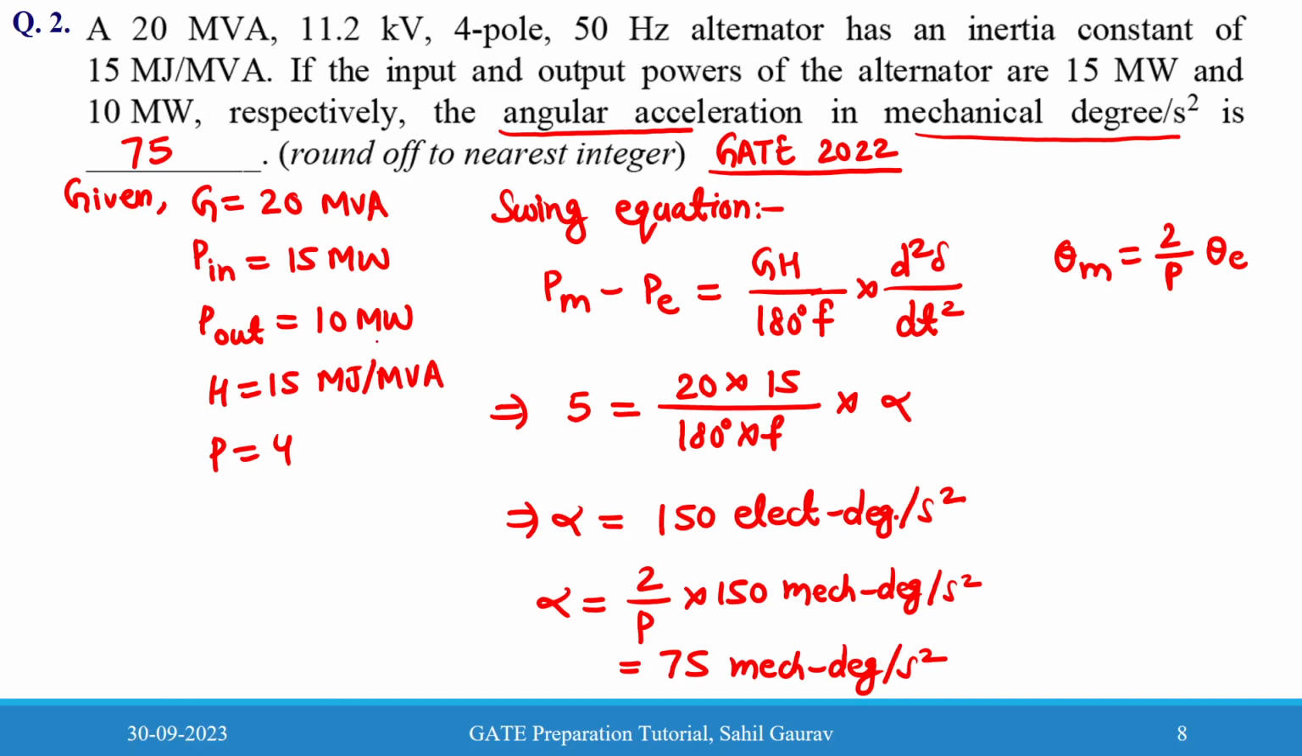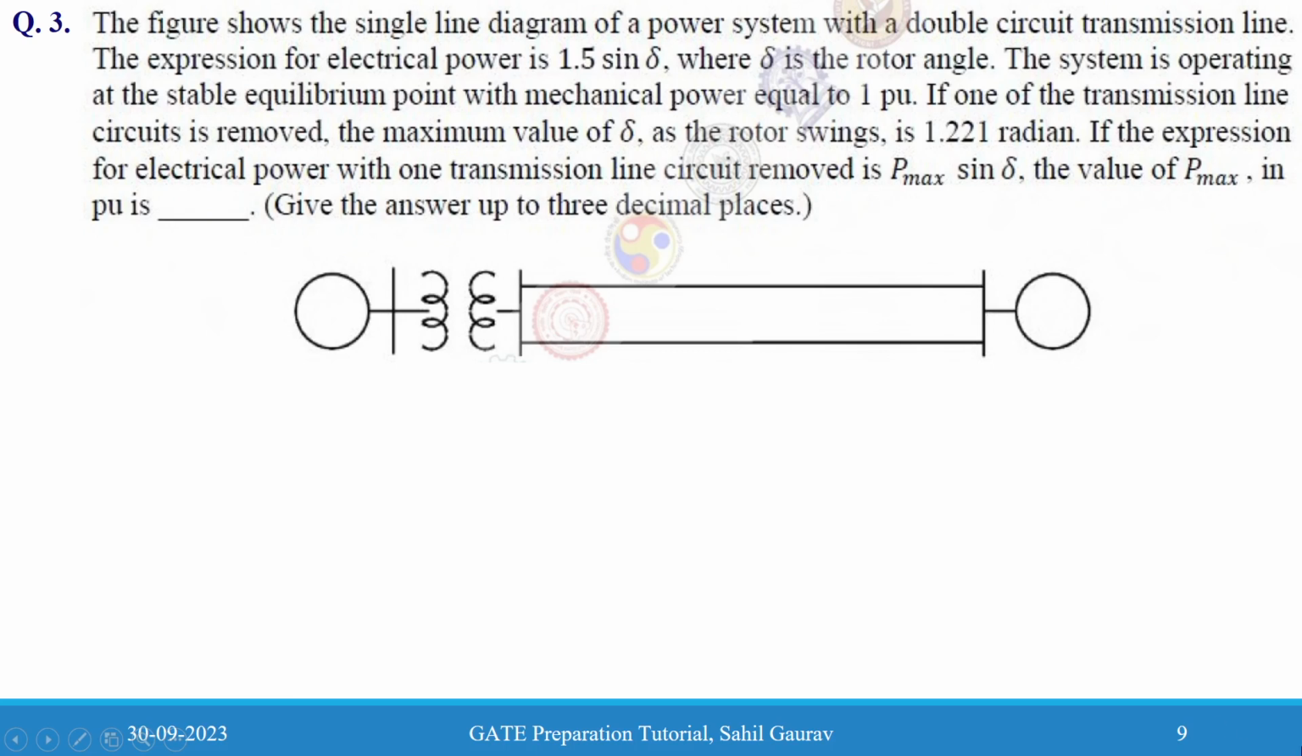So this is a very important swing equation. You can use the actual form also, and you can use the per unit form also. From both forms we will get the same answer. So now we will see the next problem.